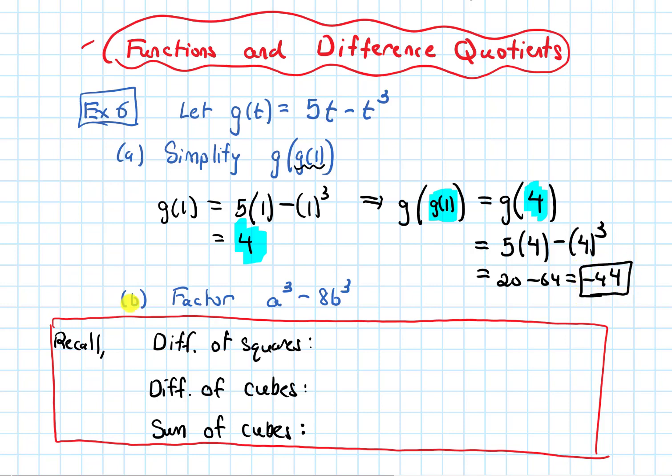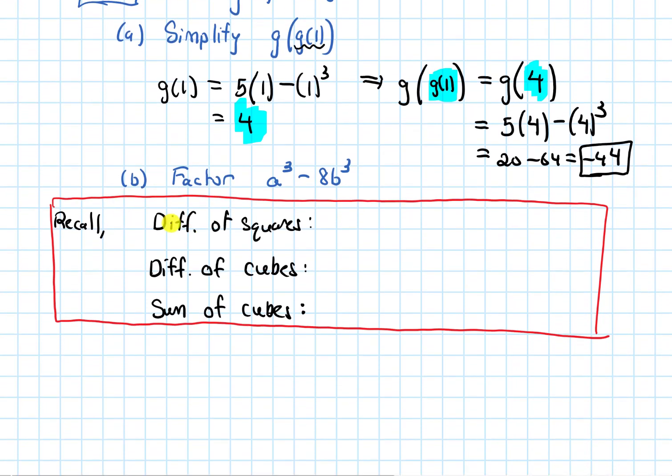Part B now says factor a to the third minus 8b to the third. So before I get into this, I want to review some factoring formulas. And the first one is difference of squares. And that one says if you have x squared minus y squared, this factors as x minus y times x plus y. And then a difference of cubes looks like x cubed minus y cubed. And then a sum of cubes will look like x cubed plus y cubed.